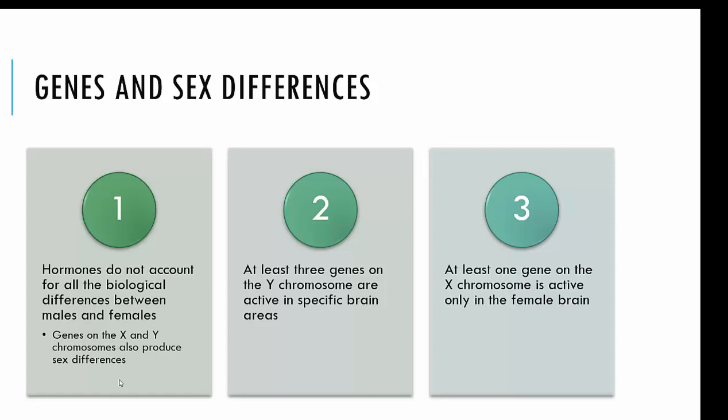And it's not as simple as saying, okay, if there's no testosterone in the womb, then you're going to develop female genitals. So here's a sidelight from that. Hormones don't account for all the biological differences between males and females. So we're going to talk about some big, broad stuff on the next slide, but we need to remember these things. Genes on the X and Y chromosomes also produce sex differences. At least 3 genes on the Y chromosome are active in specific brain areas, and at least 1 gene on the X chromosome is active in only female brains.